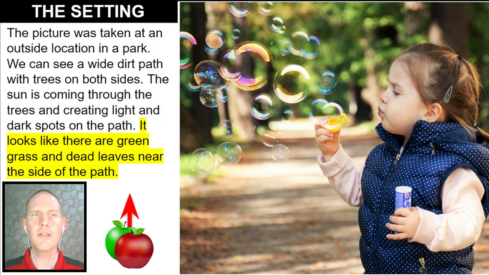It looks like there are green grass and dead leaves near the side of the path. Okay, so that was pronunciation and the first part for the setting. Let's go to another part so we can describe this picture even better.